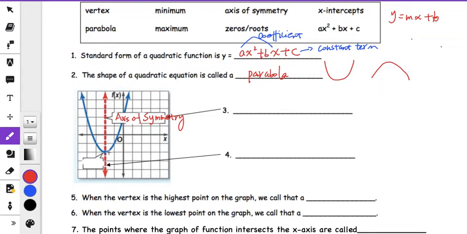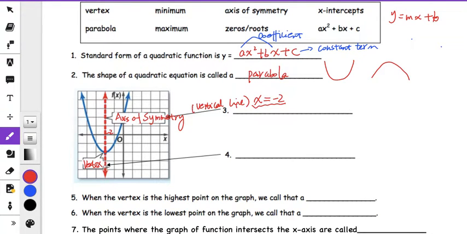And next, this one is asking us, what's the name of this little point here? This is called the vertex. One thing I want to remind you is that the axis of symmetry is a vertical line, and this line has an equation. How do we write the equation? This equation is always x equal to something. We just look at where the line intersects the x-axis, which is at -2. So x equals -2. This is the equation for the axis of symmetry.